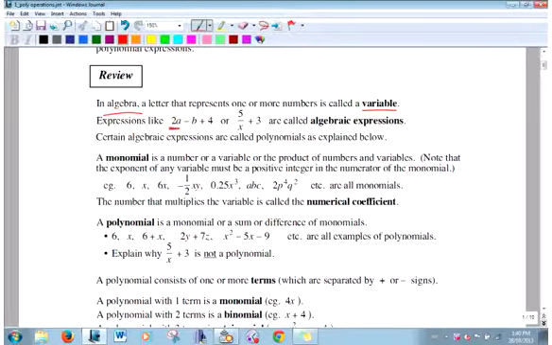Expressions like 2a minus b plus 4 or 5 divided by x plus 3. These are algebraic expressions. Okay, certain ones are called polynomials. One of those is and one of those isn't. You don't know which one's which yet.